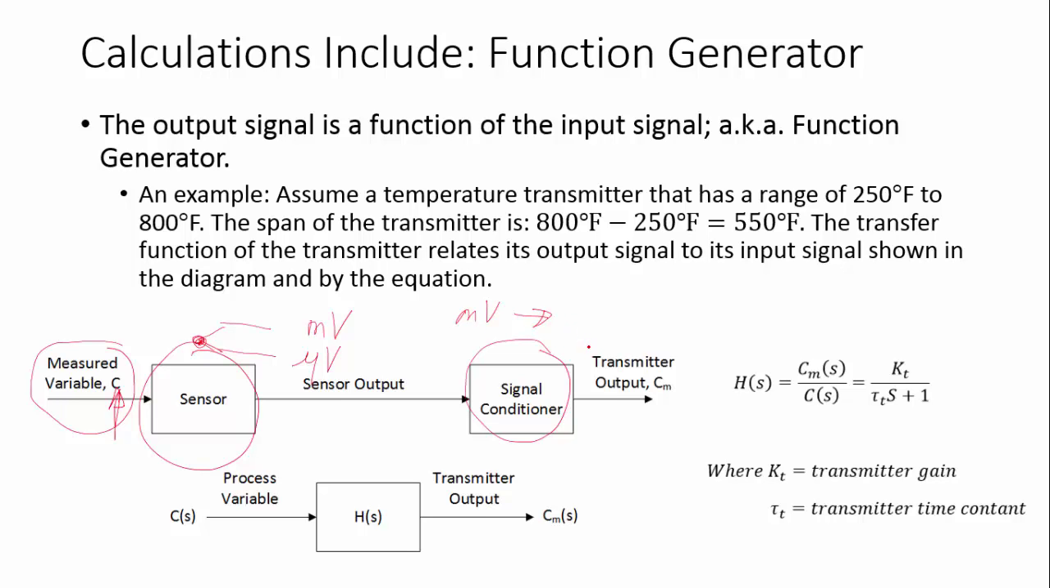that's compatible with the input of the controller that you're going to. So it may be 4 milliamps to 20 milliamps. It might be 0 volts DC to 10 volts DC. It might be minus 10 to plus 10 volts DC. But it's going to be something that's compatible. So if you hear the term function generator, it's nothing more than a type of control whereby the output is a function of the input.